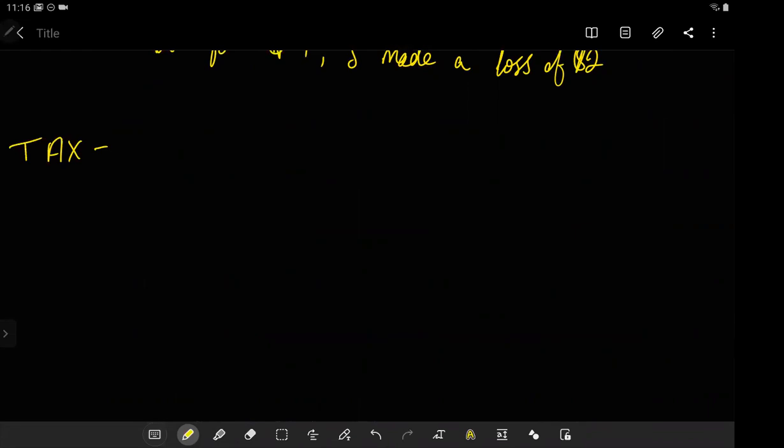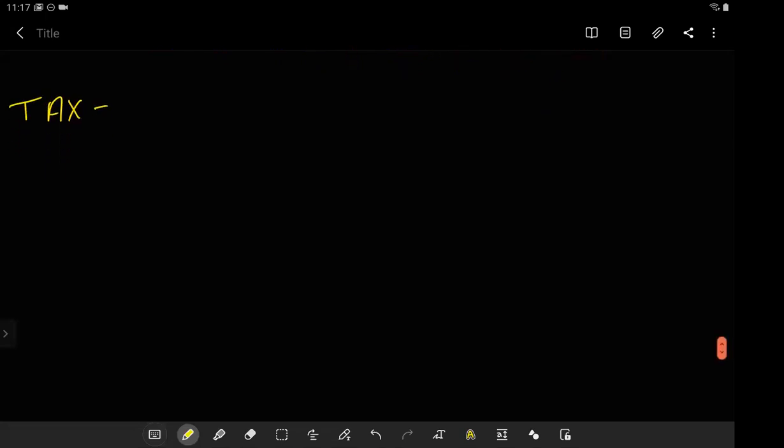So what is a tax? Can anybody tell me what tax is? A tax on a certain object or thing. Okay, so let's leave tax for a little while. What about discount? What is a discount? A discount is where you get an amount of money off on something.